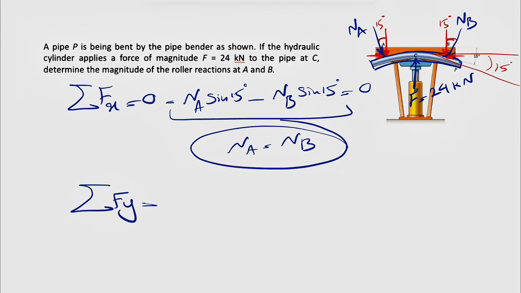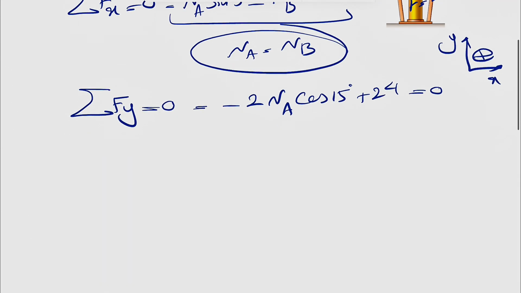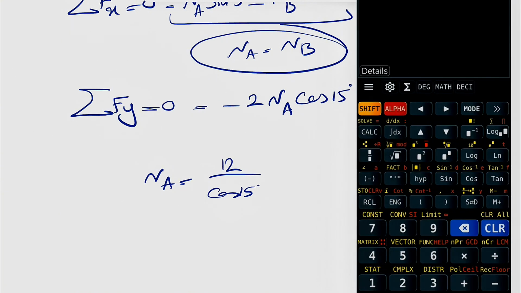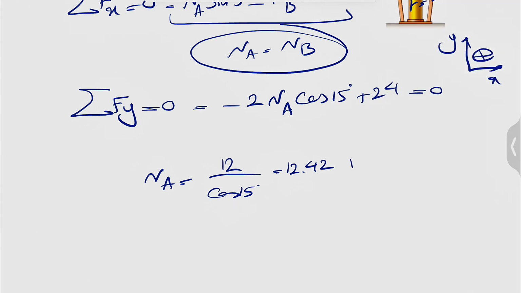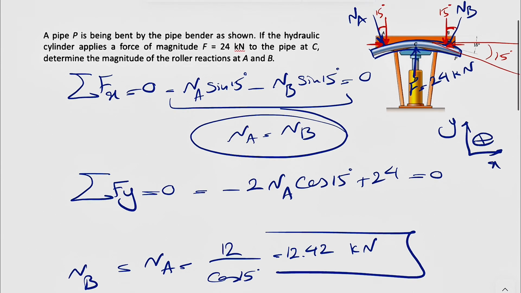So if we just do sum of all forces in y direction, we should be able to find all the unknowns. And since they are the same, they are both downward, so minus 2 NA cosine of 15 degrees would be the y components. Just color x and y in here too, the normal x and y that we consider, and we have the force F, which is upward, equals 0. So NA would be basically 12 divided by cosine of 15 degrees. Let's calculate this. This is going to give us 12.42 kilonewtons. And of course, this is equal to NB too, and all the reactions that we have for this question.